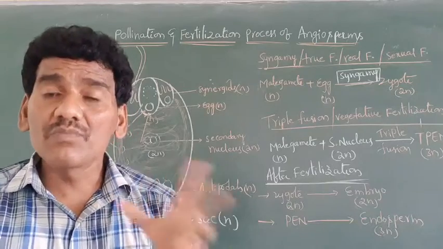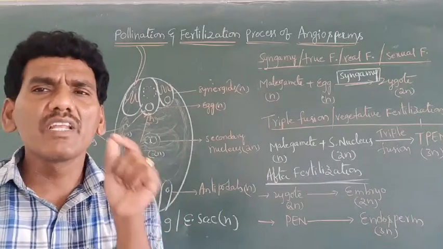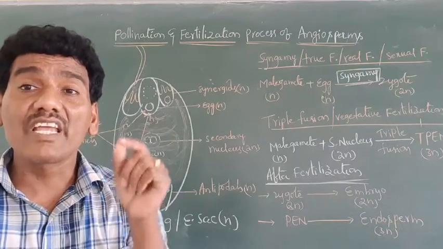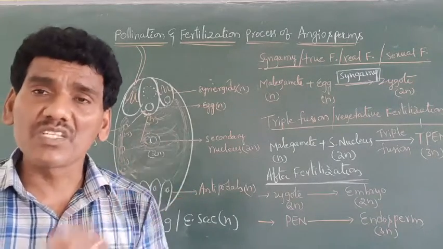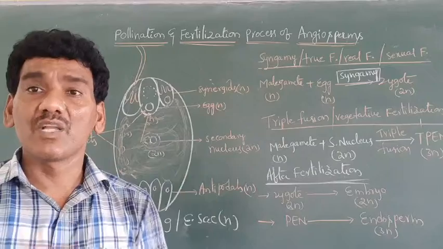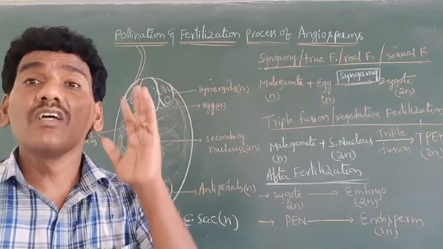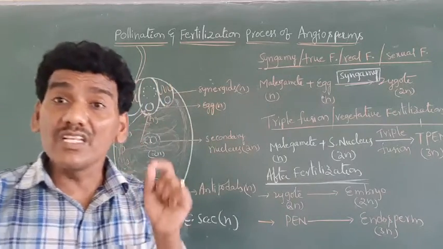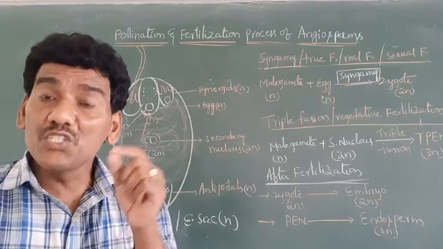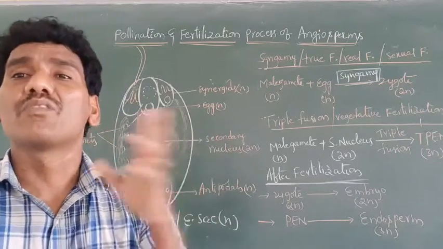In gymnosperms, the female gametophyte acts as an endosperm. It is a very important bit. In gymnosperms, triple fusion is completely absent. The product of triple fusion is endosperm, and this type of triple fusion is completely absent in gymnosperms. That's why in gymnosperms, the female gametophyte acts as an endosperm and supplies the food material for the development of the embryo.